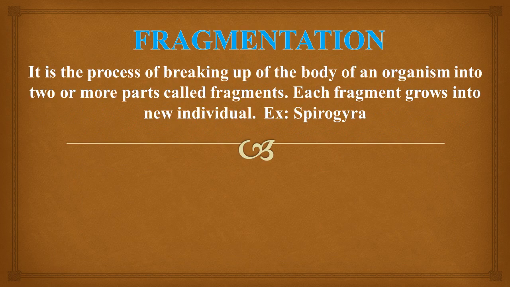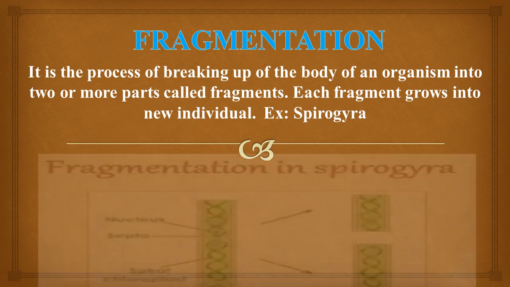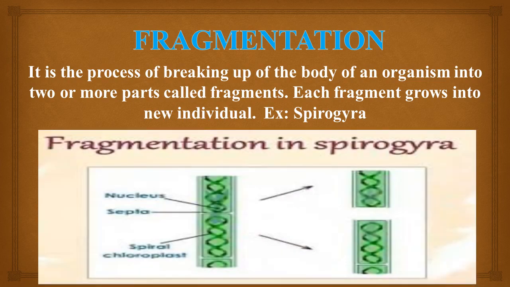Next mode of reproduction is what we call fragmentation. In this process of fragmentation, the organism's body is broken into two or more parts, and each part is referred to as a fragment, and each fragment later develops into a new individual. An example for this is Spirogyra, where the body divides into many parts, and each part, which we call a fragment, will later develop into a new individual.